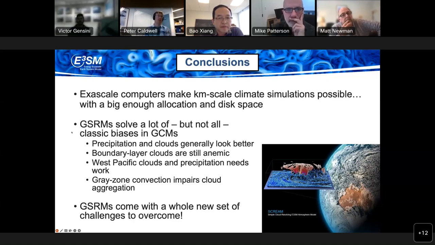One final thing to say is that the European Destiny project is aiming to do a 30-year coupled simulation at this 5-kilometer-ish resolution in the next couple of years. I'm a little bit dubious that they'll actually manage it, but the Europeans think they can get there a lot faster than I do.